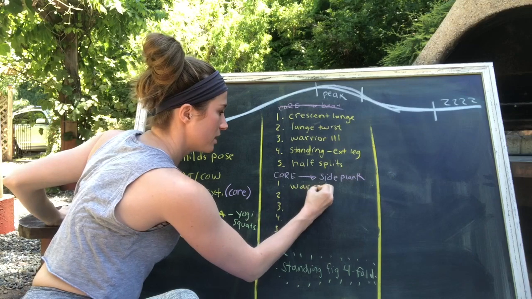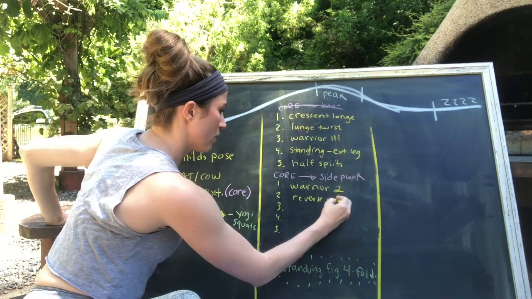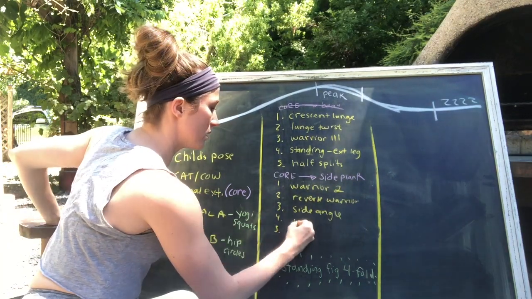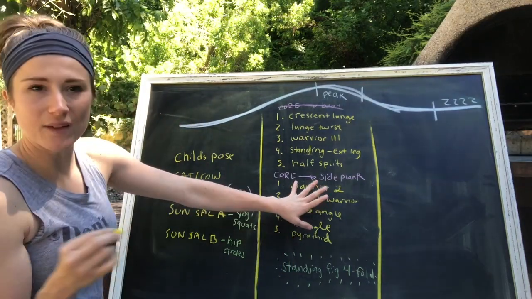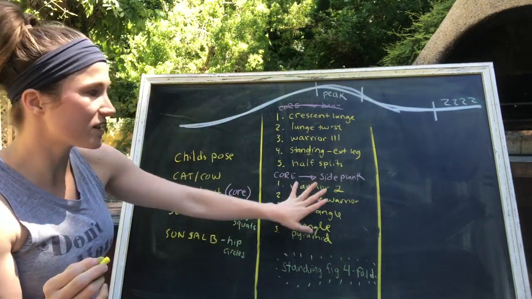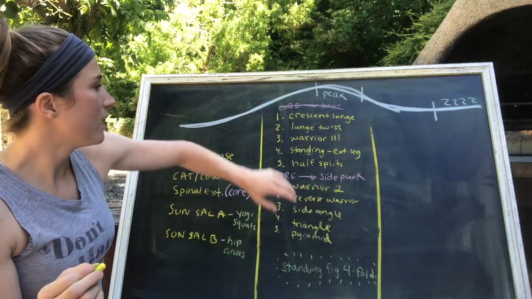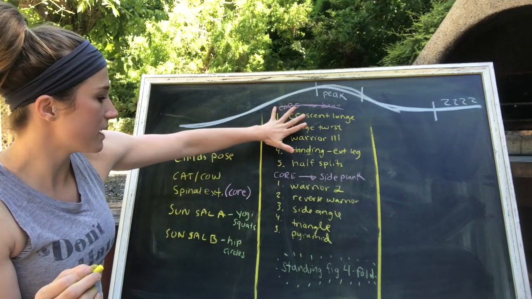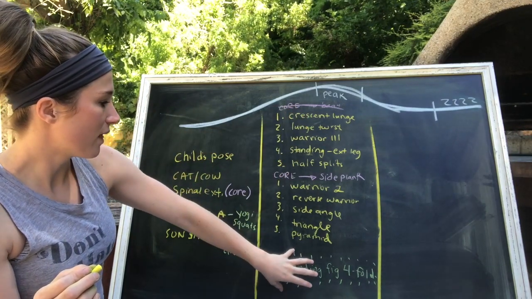So let's keep it simple. Warrior 2, reverse warrior, side angle, triangle, pyramid. So this doesn't really have a whole lot to do with this one. It's just getting our legs nice and heated up. Where this one is actually coming into this.